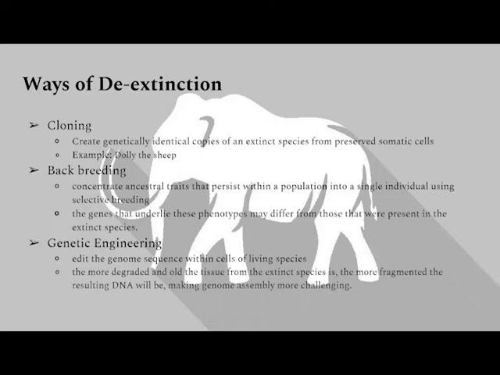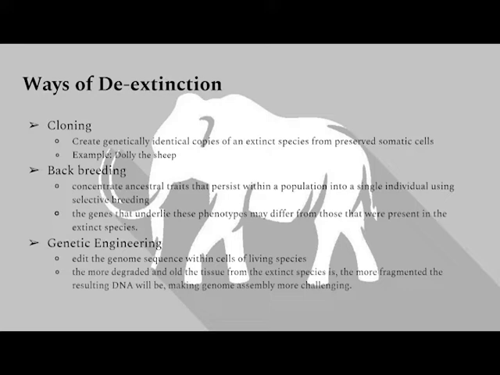It aims to edit the genome sequence within cells of living species. But the more degraded and old the tissue from the extinct species is, the more fragmented the resulting DNA will be, making genome assembly more challenging. And in this case, mammoths went extinct more than 10,000 years ago. The history is very long, so it may be inapplicable in this case.